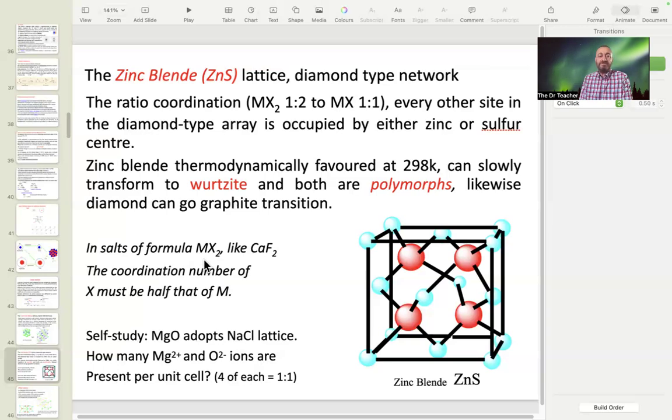So the salt formula could be like calcium fluoride, 1 to 2. So 1 calcium, 2 fluoride. So we can go with MX2 as a type of lattice. As a summary knowledge, you can take MgO, magnesium oxide, which adopts the NaCl lattice, the similar lattice. Why? Because it's a 1-to-1 ratio and it looks like salt. How many magnesium and oxygen ions are present per unit cell? Because the oxygen is -2, magnesium lost 2 electrons to the oxygen, so it should be a 1-to-1 molar ratio.